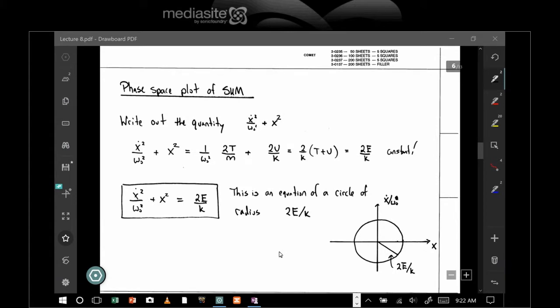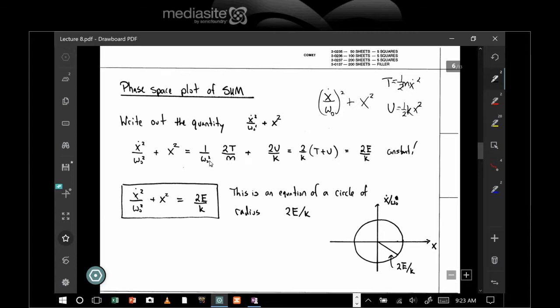Now, since energy is conserved, we can express the motion in a kind of unique plot called a phase space plot. And what I want to do is look at the quantity, let me write this, x dot divided by omega naught, quantity squared, plus x squared. Now remember that the kinetic energy is equal to 1/2 m x dot squared, and the potential energy is equal to 1/2 k x squared. So I'm going to take x dot squared and solve it in terms of the kinetic energy. That's going to be 2T divided by m. I factor out this 1 over omega naught squared. x squared is equal to 2U divided by k. That's what I have here.